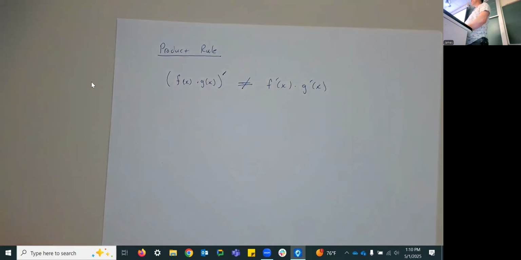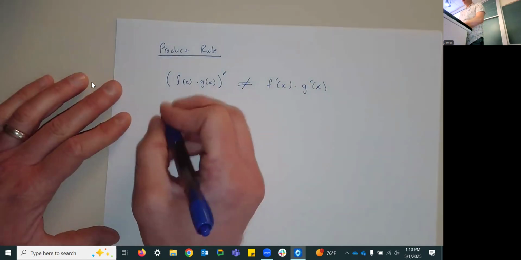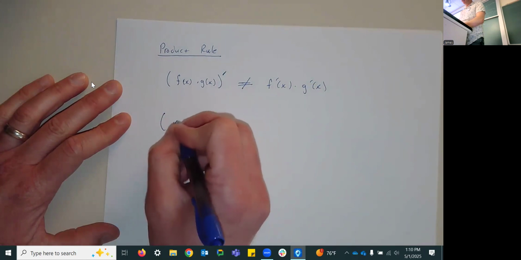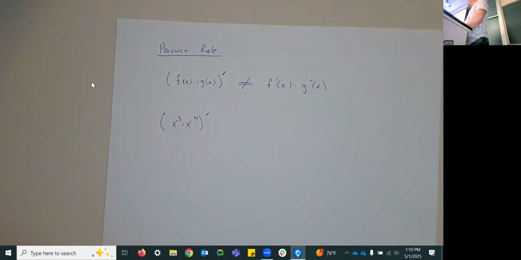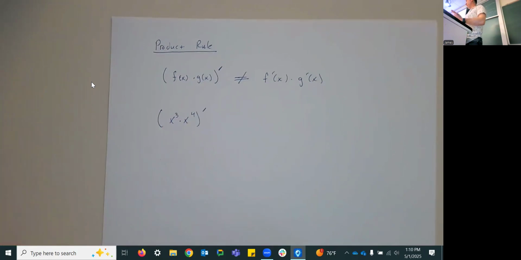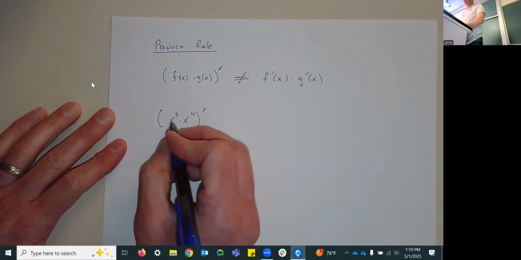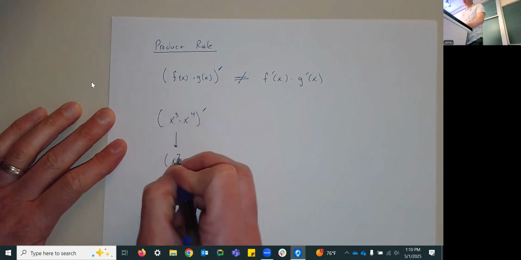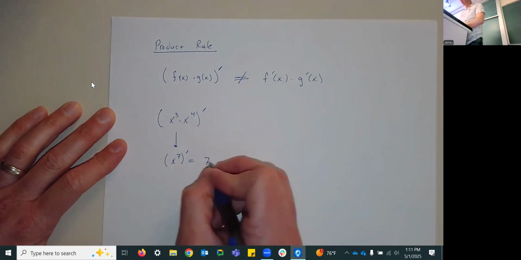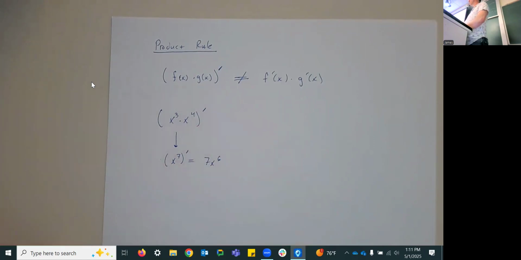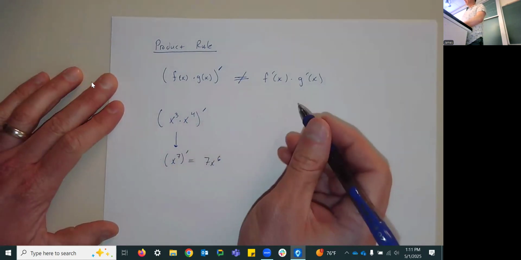Let me show you an example. If I took the derivative of x cubed times x to the fourth, which I know is kind of a silly way of writing it, because you could just simplify this, right? Normally I would say x to the third times x to the fourth is x to the seventh. And what's the derivative of x to the seventh? It's 7x to the sixth.